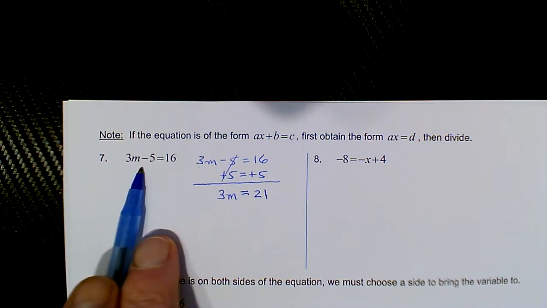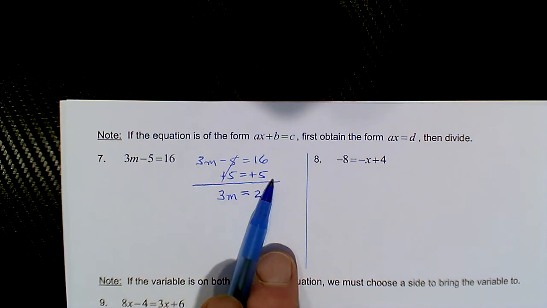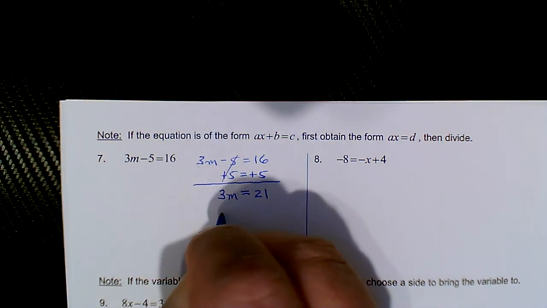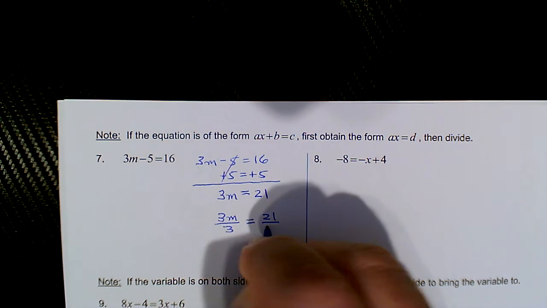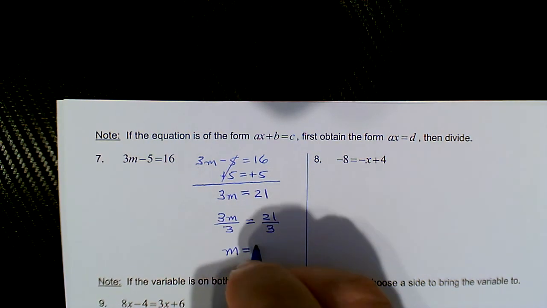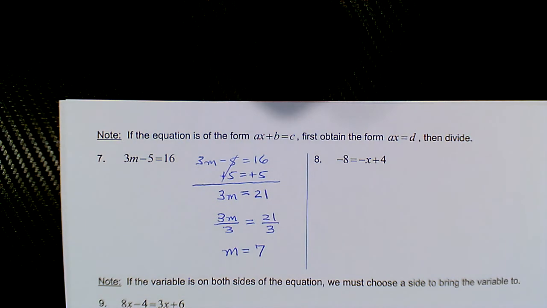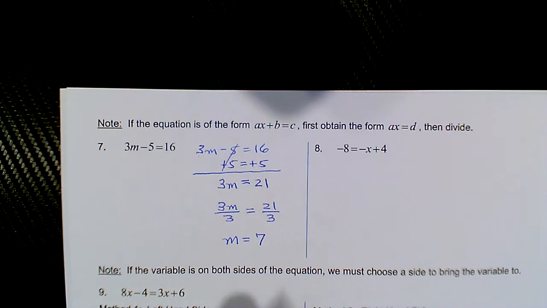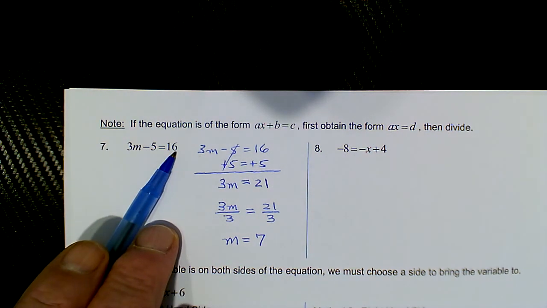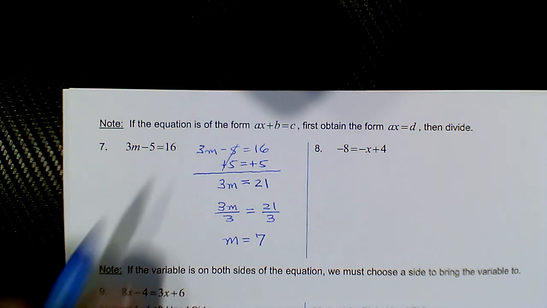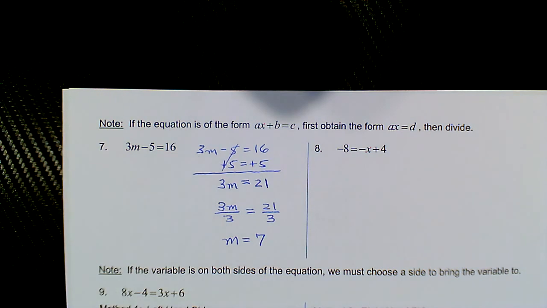So these types of equations, two-step process. Move the numbers to one side, then divide. So we'll divide by 3, and m is 7. Now remember, with any of these equations, you can always perform a check. You could substitute the 7 in for m and make sure that the left side is equal to the right-hand side. But with some of the more cumbersome equations, we tend to avoid a check.